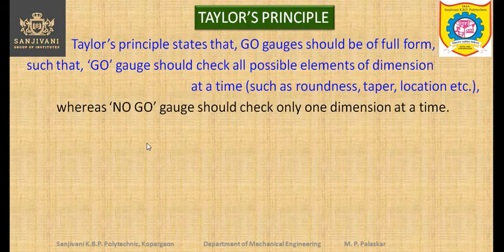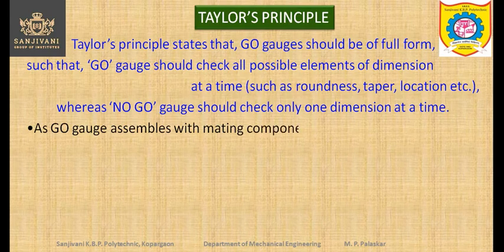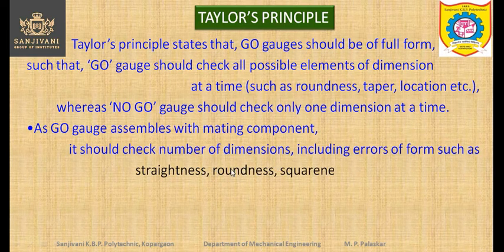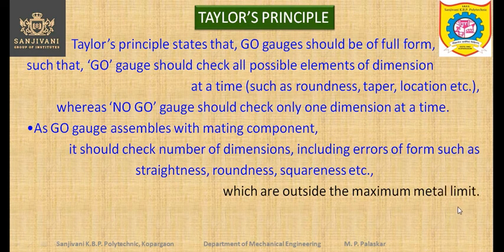No-go gauges cannot check several dimensions at a time because they do not assemble with the component. As the go gauge assembles with the mating component, it can check a number of dimensions. Since the go gauge is assembling with the mating component for some time, it can check the other dimensions also. It can also find out errors in form and shape, such as errors in straightness, roundness, squareness, etc. These errors can also be checked by the go gauge, which are outside the maximum material limit.